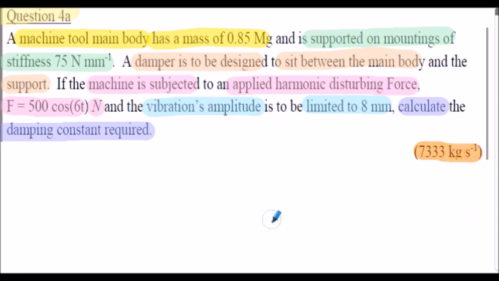I will leave you with question 4 and let you develop the solution for yourself. It follows a similar approach to the previous questions, but this time you're trying to calculate damping constant C.